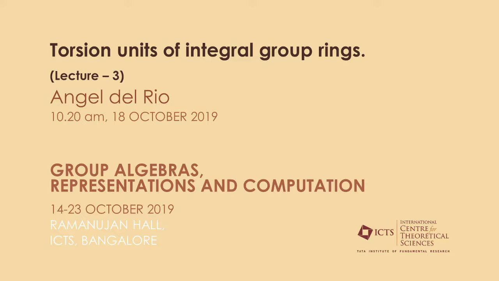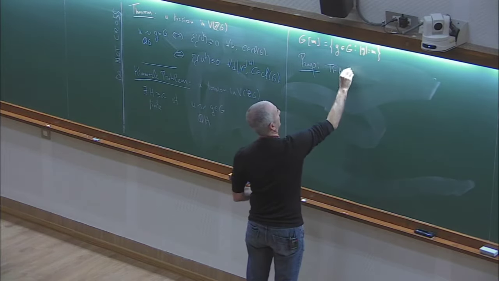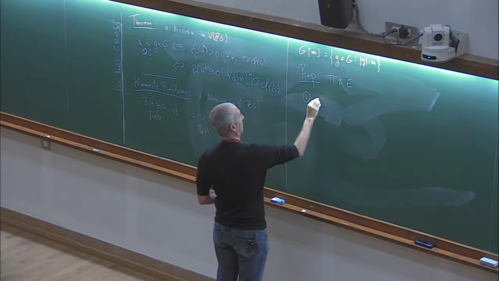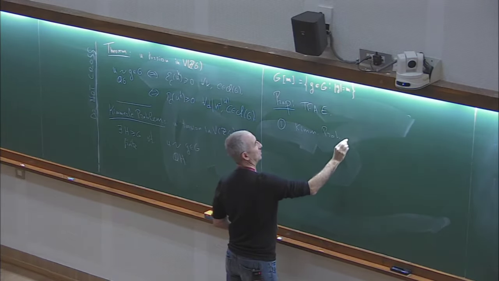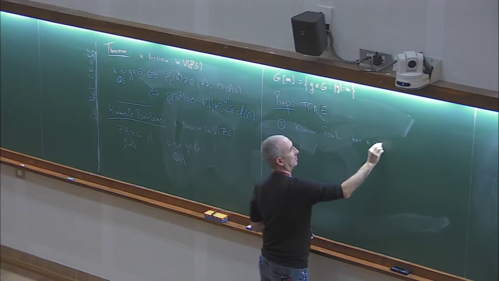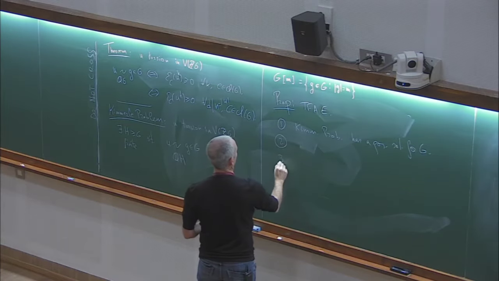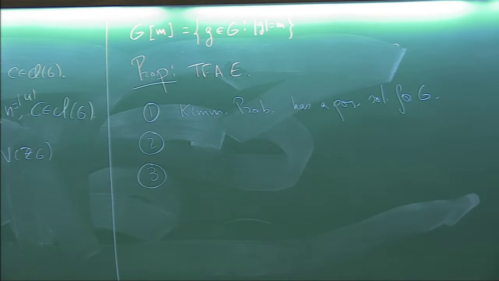Okay, so the following are equivalent for the group G: the Zassenhaus problem has a positive solution for G; G is contained in a bigger group H.